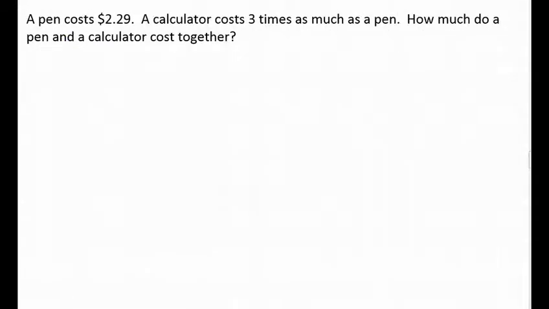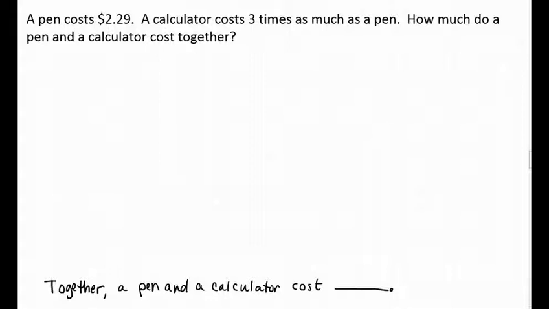Our last question says a pen costs $2.29. A calculator costs 3 times as much as a pen. How much do a pen and calculator cost together? I'll start by writing my answer statement. Together, a pen and a calculator cost blank. So let's show a tape for the pen first. So a pen is $2.29. I'm going to show that in 2 different sections.